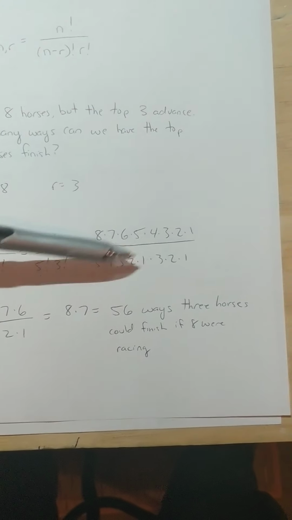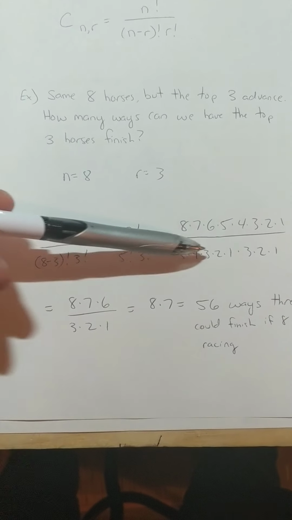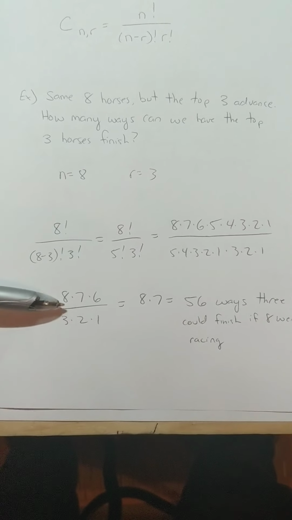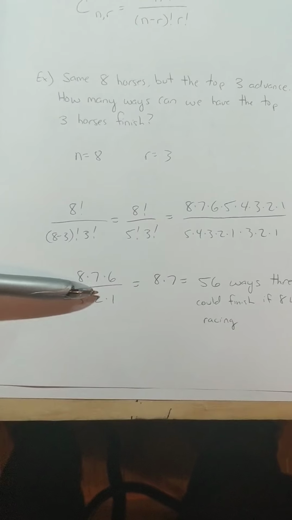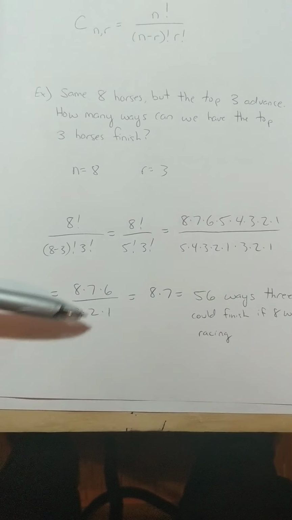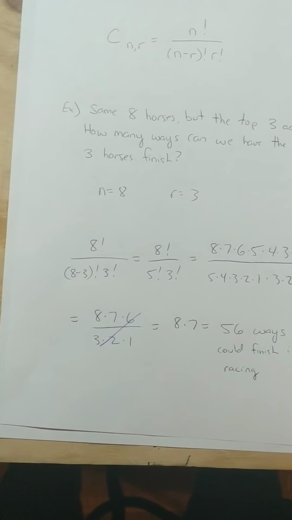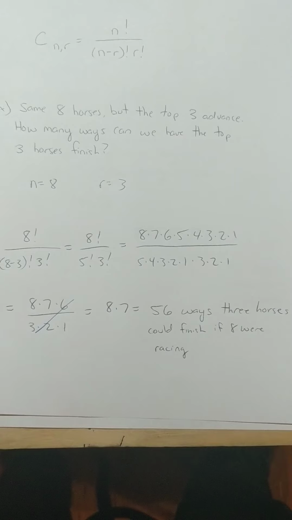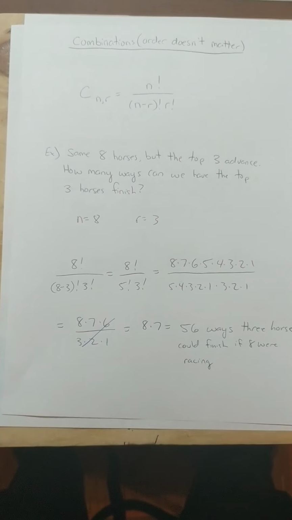Using the same logic, I can go ahead and cancel out the 5 times 4 times 3 times 2 times 1, and the other 5 times 4 times 3 times 2 times 1. And now what I have here is 8 times 7 times 6, and 3 times 2 times 1. I know 3 times 2 times 1 is 6, so I'm going to cancel those out, and I'm left with 8 times 7, which is 56. So hopefully that clarifies the permutations and combinations.